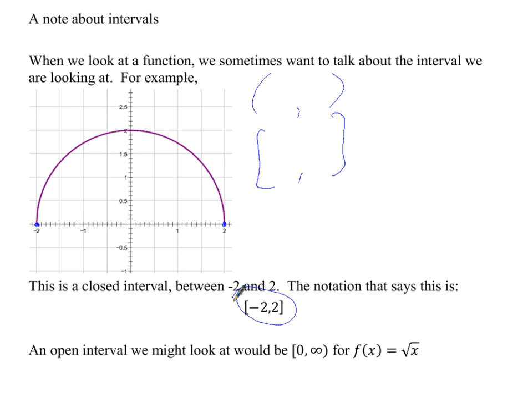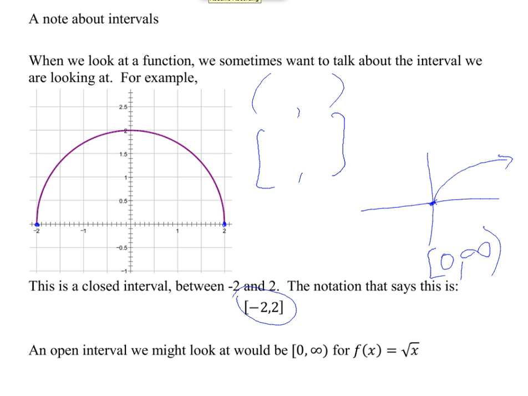An open interval we might look at would be starting at 0 and then going off to positive infinity for f of x equals the square root of x. That graph starts at 0, 0, and then goes forever in the positive direction. So that is a solid starting point and then an infinite ending. And infinity is never enclosed by a bracket.